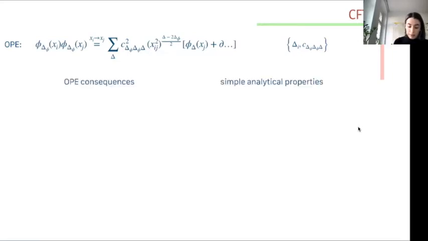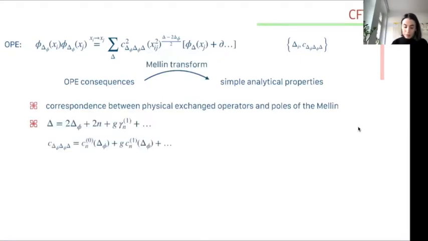Indeed, with this Mellin language, the OPE consequences are translated into simple analytical properties. This means that there is a correspondence between the physical exchanged operators and the poles of the Mellin amplitude. Here we see an example where we have expanded in perturbation theory the scaling dimension and these OPE coefficients, and we can extract information on the anomalous dimension, for example, by looking at double poles.